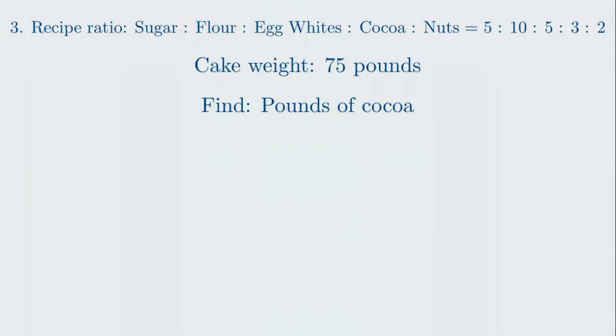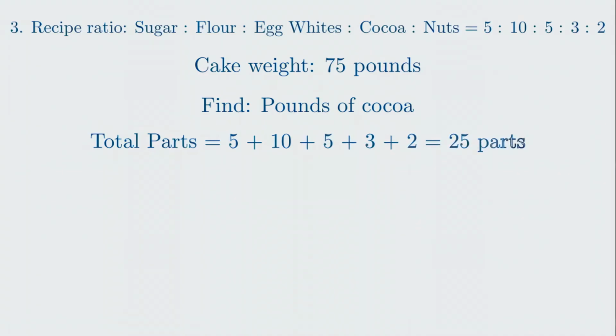This represents the relative size of the entire cake. We sum the numbers in the ratio. 5 plus 10 plus 5 plus 3 plus 2 equals 25 parts. This means the entire cake is made up of 25 relative parts.